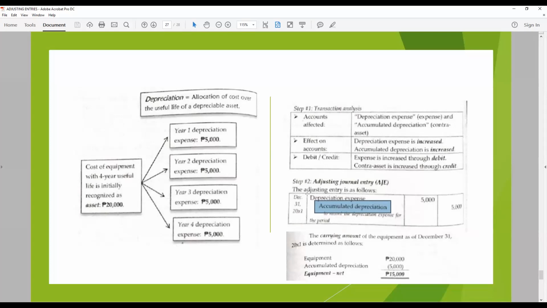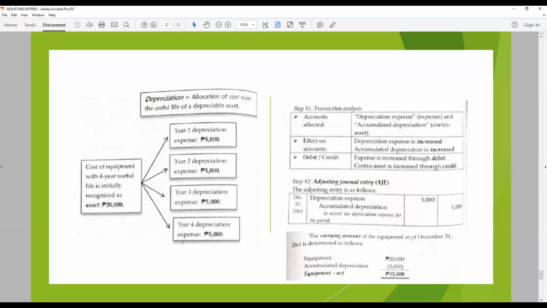So, ang depreciation expense is a temporary account. Kino-close nyo siya sa capital account at year-end. And yung accumulated depreciation naman is a permanent account. So, kine-carry over nyo siya from this accounting period to the next accounting period.